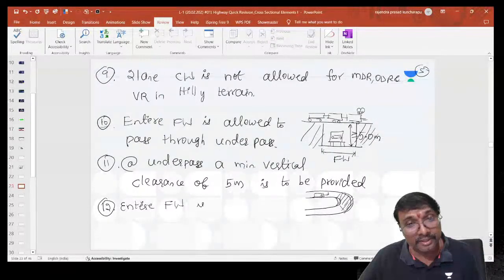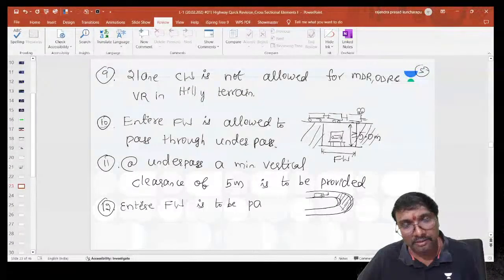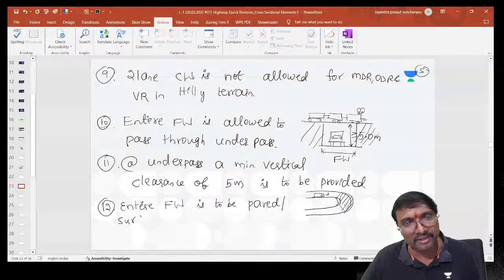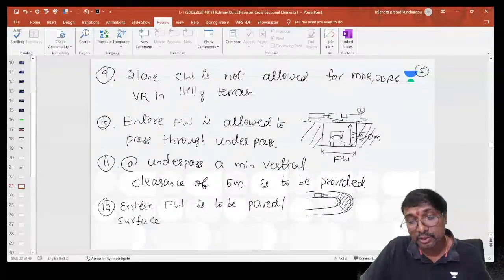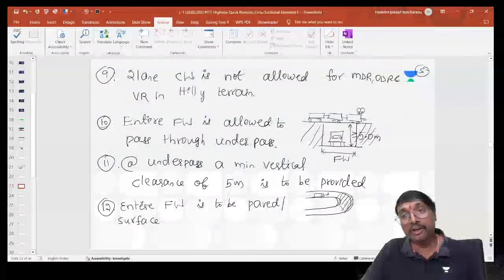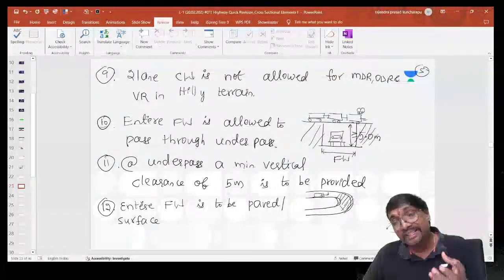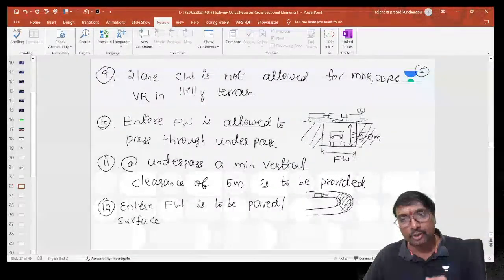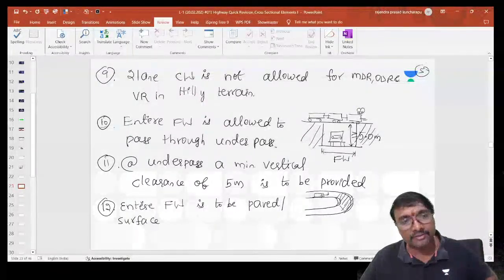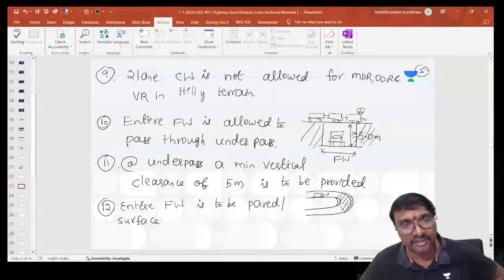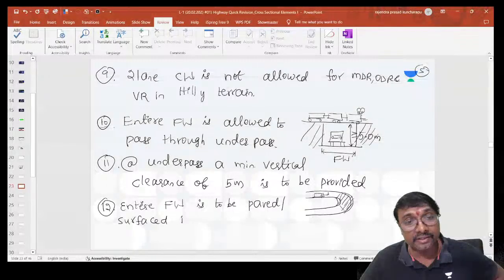So the entire formation width is to be paved or surfaced. What is the meaning of paved or surfaced? We should not use only an earthen shoulder; we have to use a cement concrete or bituminous concrete shoulder now. The entire formation width is to be paved or surfaced in case of hairpin bends, okay?